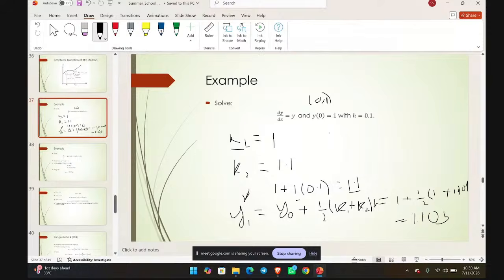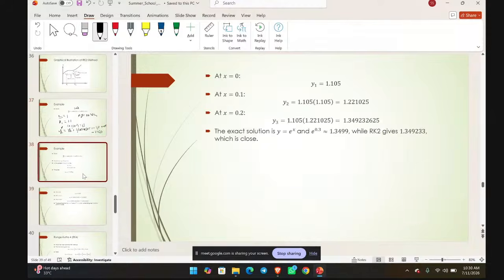So x1 comma y1 is equal to 0.1 comma 1.105. In the Euler's method, if you remember, we reached the point 0.1 comma 1.1, but here we are reaching 1.105. So this is a much better approximation than the Euler's method. So we evaluated two slopes and averaged them to get a better slope. And with that better slope, we took a full step size and reached the point 0.1 comma 1.105.